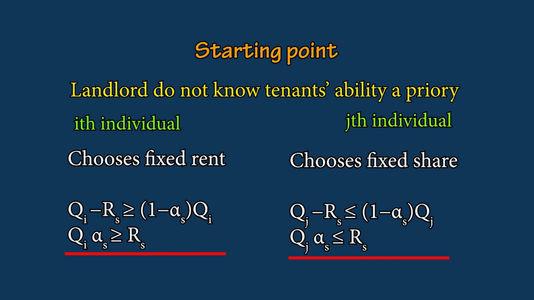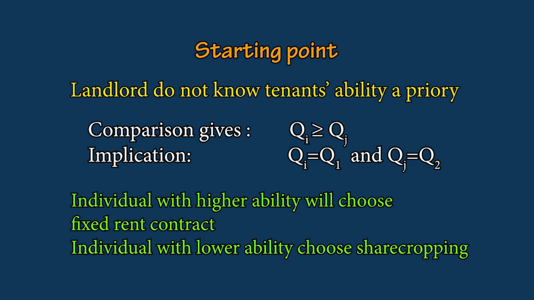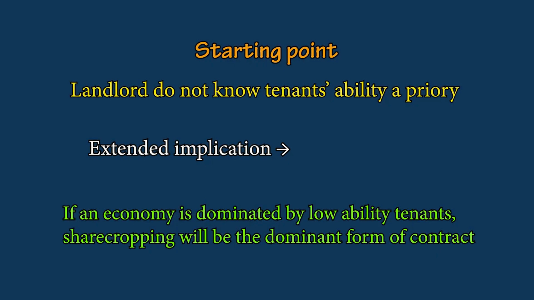Now these two conditions in turn imply that Qi must be greater than or equal to Qj. Now as we have assumed earlier, this implies Qi must be equal to Q1 while Qj must be equal to Q2. In other words, the individual with higher ability will choose a fixed rent contract while the individual with lower ability will choose sharecropping. Now the implication of this for the dominance of sharecropping can be explained in this way: if an economy is dominated by low ability tenants, sharecropping will be the dominant form of contract.